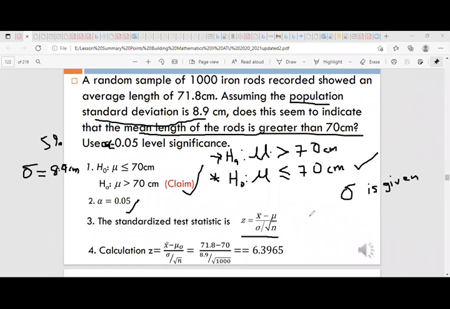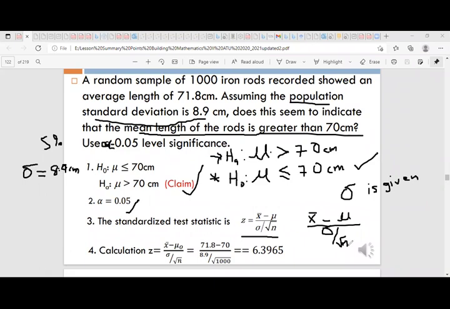Okay. It's the same thing you were seeing earlier. X bar minus what? Mu, over what? Over sigma, the standard deviation, over the square root of what? N. It's the same thing. Okay. That is the Z statistic.